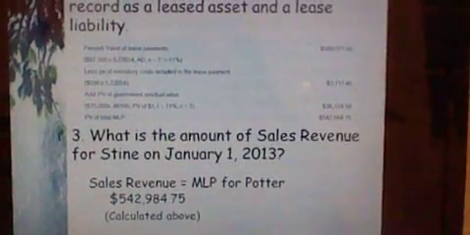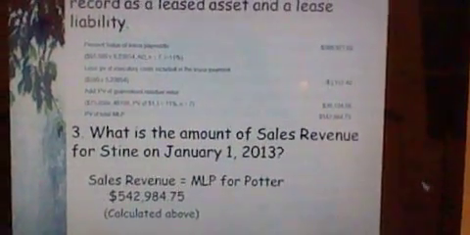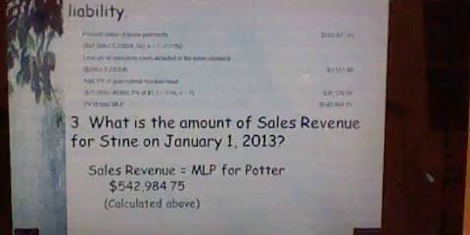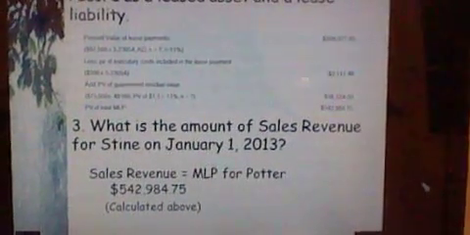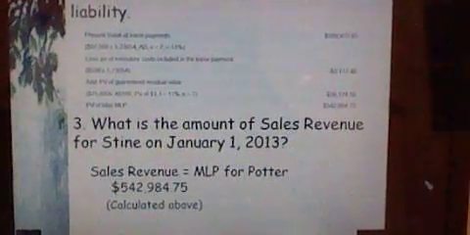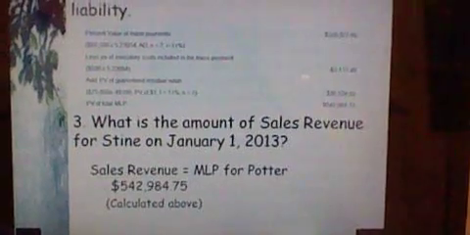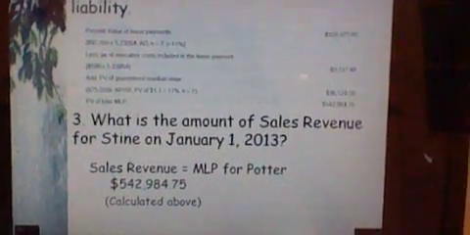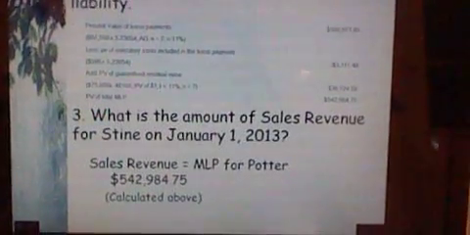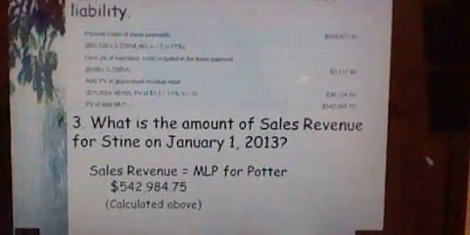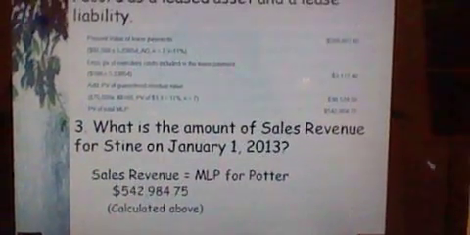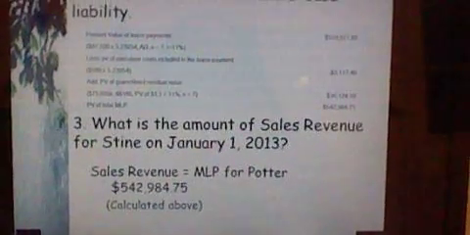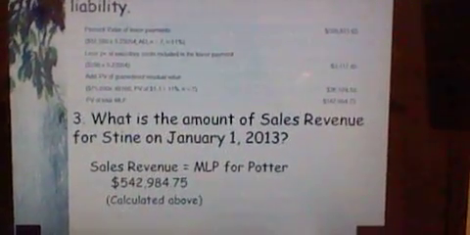Question 3 asks, what is the amount of sales revenue for Stein on January 1st, 2013? Since Stein will recognize sales revenue equal to Potter's MLP, we calculated the MLP above in Part 2, which was $542,984.75. So that will be our sales revenue for Stein on January 1st, 2013.